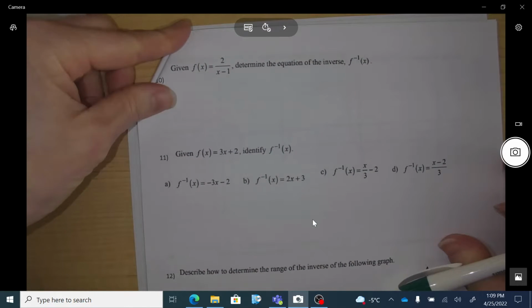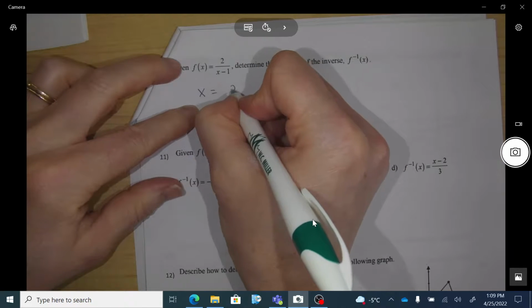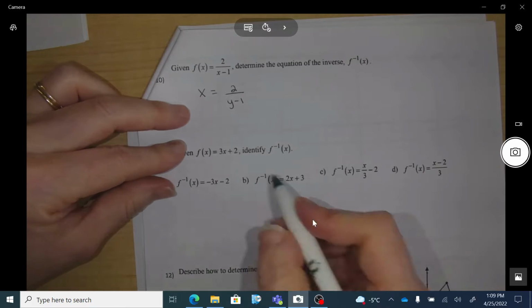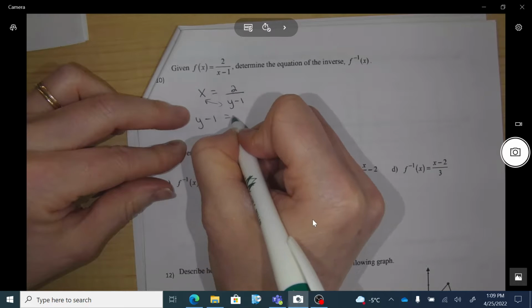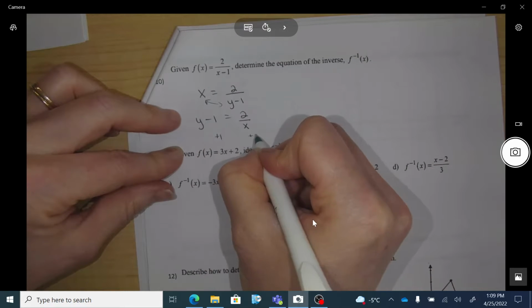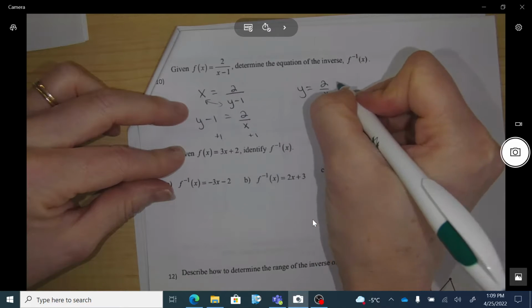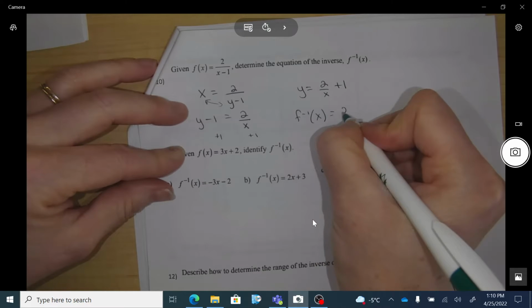Given this, determine the equation of the inverse. So I'm going to switch this with an x, and I'm going to switch this with a y. Okay, so I'm going to do a cross multiply. Then I'm going to add 1. And then I'm going to write it formally.